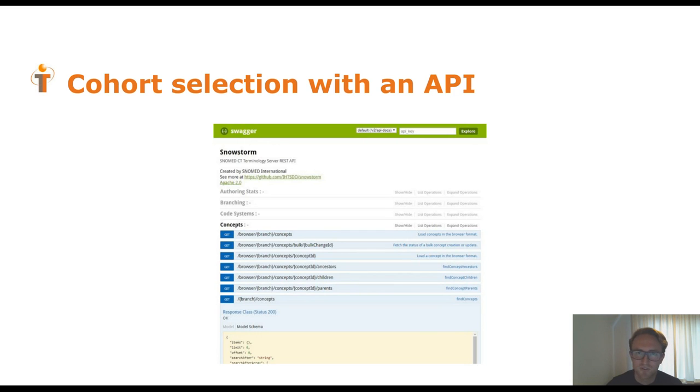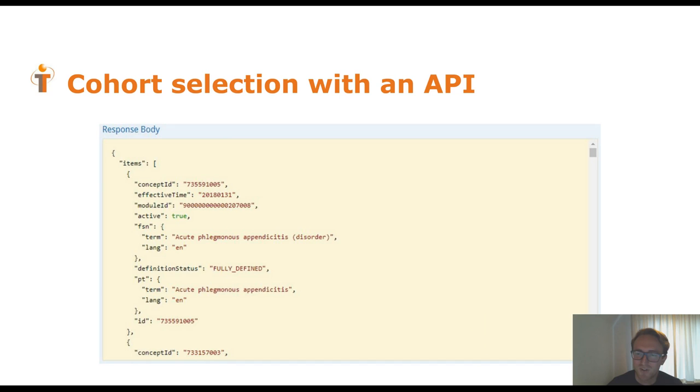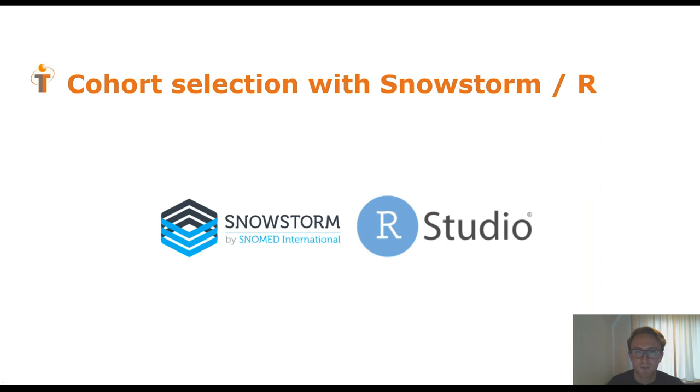I won't go into too much detail here due to time constraints. But if you ask the server a question, the response could look like this. This is a JSON object, which is standardized and easily readable by a computer. In this case, I queried the server for all concepts that are descendants of, or more specific than, appendicitis, which returns a list of SNOMED concepts that fulfill that criterion. We could use this to filter our spreadsheet.